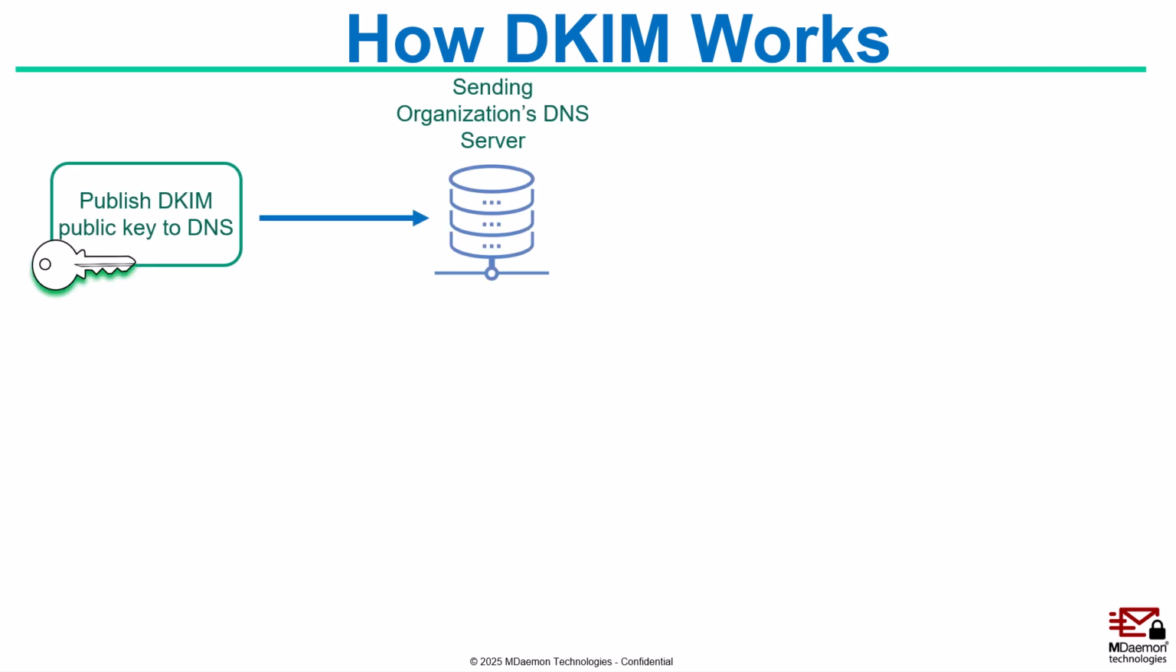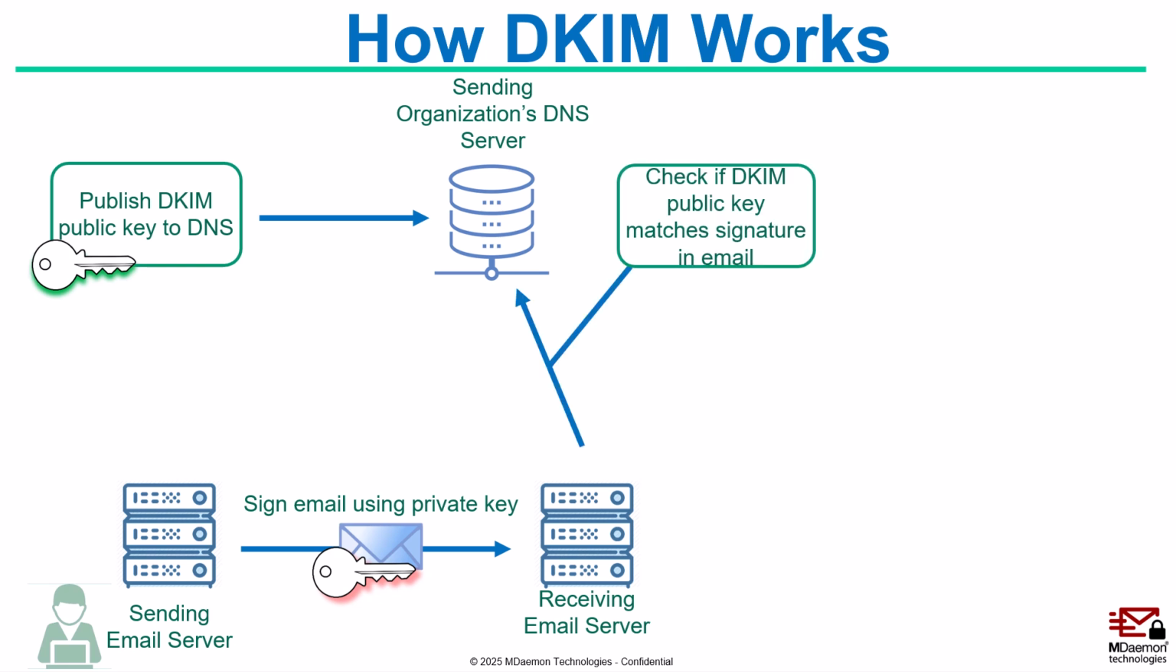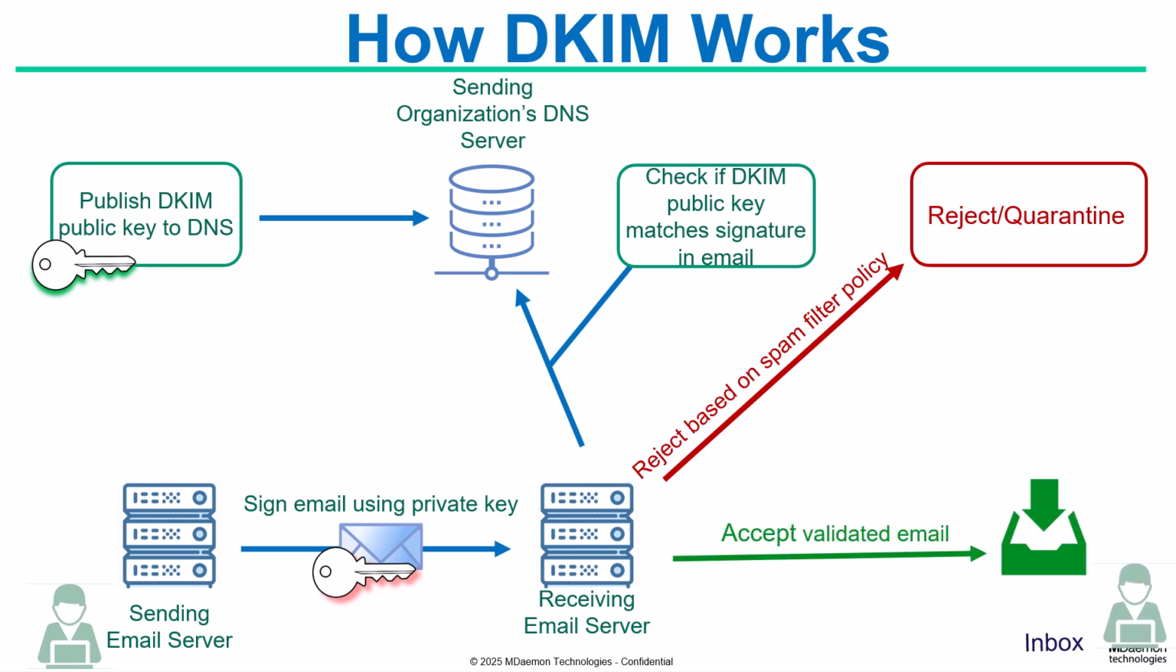First, the sending organization publishes a DKIM public key to DNS, and then when an outbound message is sent from that sending organization, the mail server will be configured to sign the message with the private key. The receiving server sees that the message was signed with DKIM with a private key, and then reaches out to the sending domain's DNS server, checks the public DKIM record to see if the public key matches the private key that was found in the email message. And if they match, then the message can be accepted. If they don't match, the message can be rejected or quarantined.